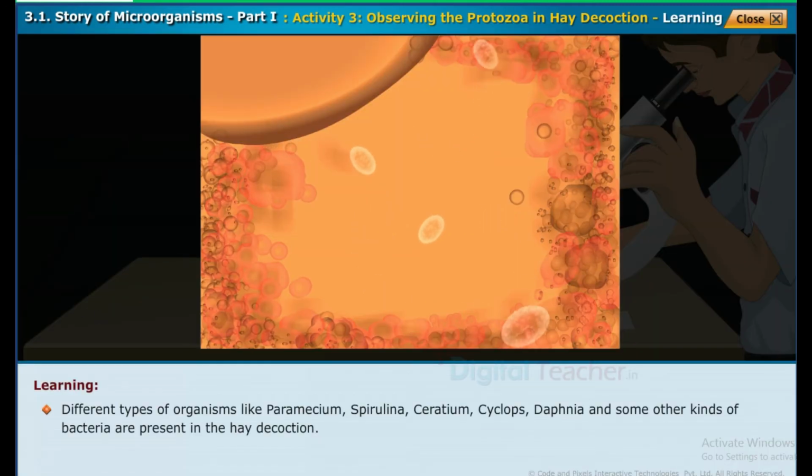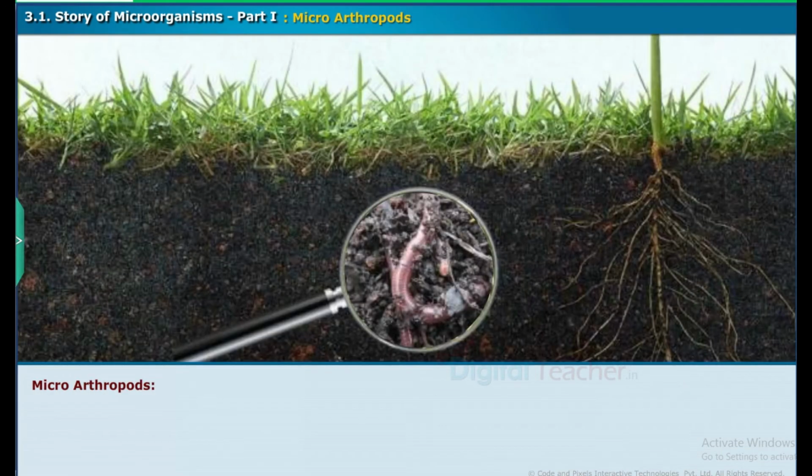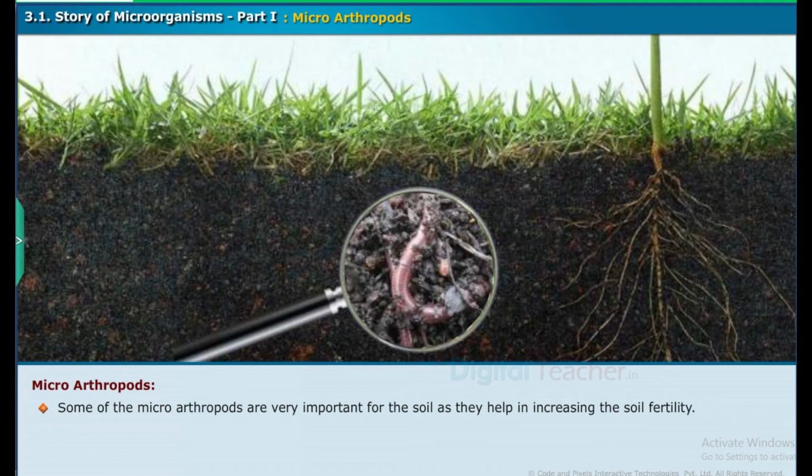Different types of organisms like Paramecium, Spirulina, Serratia, Cyclops, Daphnia, and some other kinds of bacteria are present in the hay decoction. Here, let us learn about microarthropods. Some of the microarthropods are very important for the soil as they help in increasing the soil fertility.